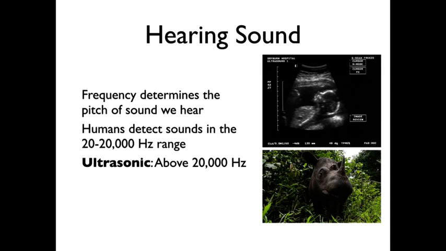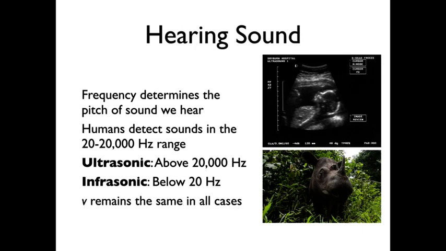Ultrasonic refers to sounds that are above 20,000 hertz, and infrasonic is below 20 hertz. And again, these are just terms based on human perception. Ultrasound is routinely used for medical imaging purposes, in the picture there on the top. Infrasound, lots of animals actually produce infrasonic sound that we as humans wouldn't hear as sound. Whales, elephants, this is some form of rhinoceros, all produce infrasonic sounds. All of them, however, produce sound at the same speed.